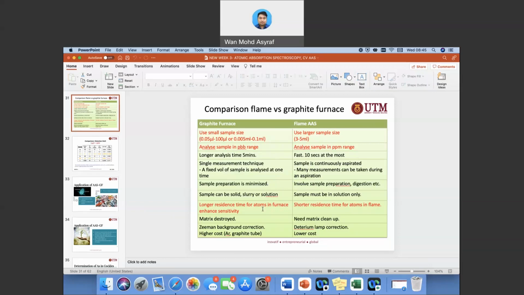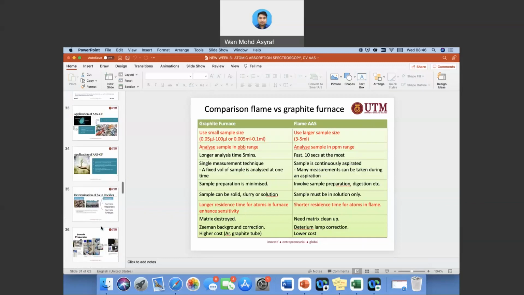Longer residence time. Residence time here means the time spent for the sample to be inside the graphite or inside the flame. So the graphite furnace needs a much longer residence time. Therefore, longer residence times will enhance the sensitivity as compared to flame. We have only a short residence time. Okay.